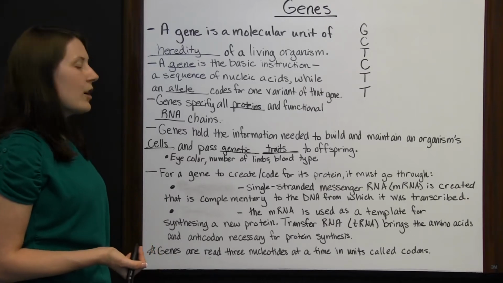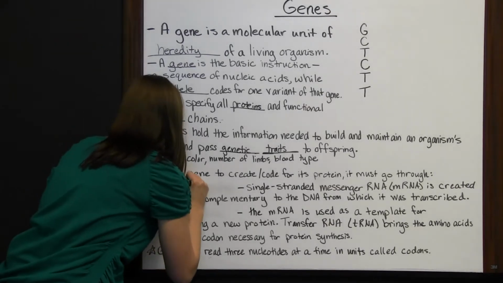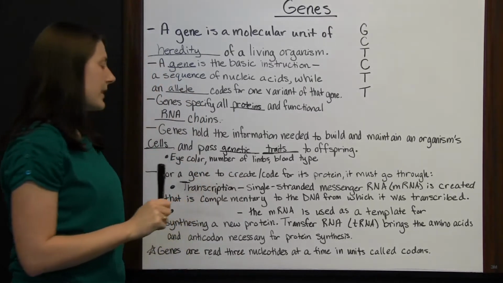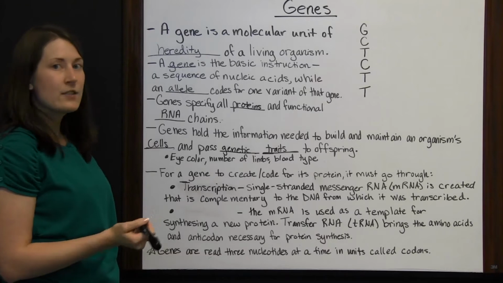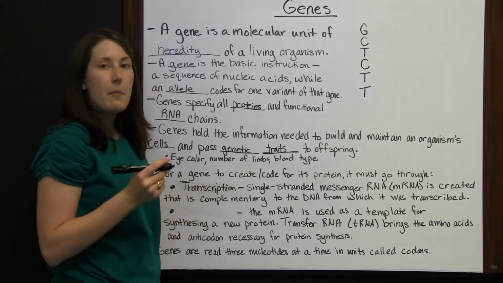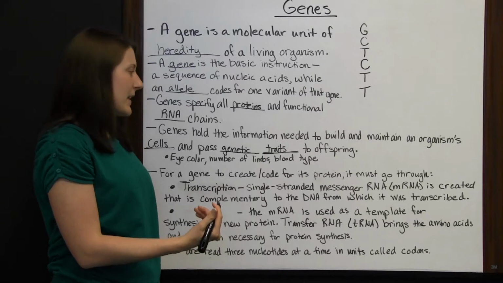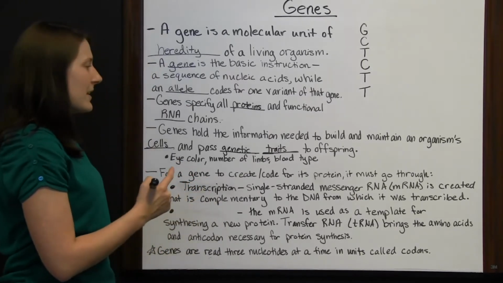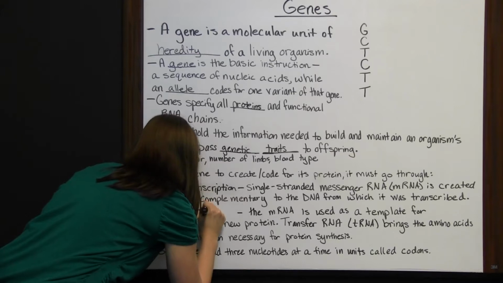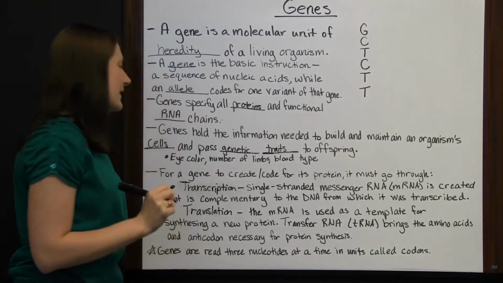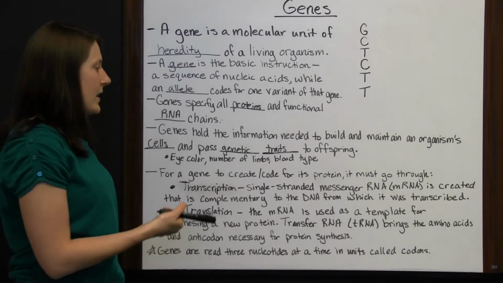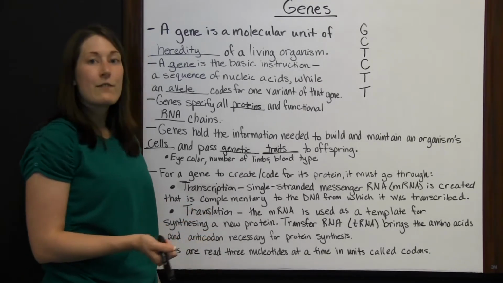Now, for a gene to create or code for its protein, it must go through transcription. And transcription is where single-stranded messenger RNA or mRNA is created that is complementary to the DNA from which it was transcribed. And we'll look at that over here in just a minute. But basically, you're starting with DNA and you're transcribing it into the messenger RNA. And then the messenger RNA is going to bring the message elsewhere in the cell. So next comes translation. That messenger RNA is used as a template for synthesizing a new protein. Transfer RNA, or tRNA, brings the amino acids and anticodon necessary for protein synthesis.